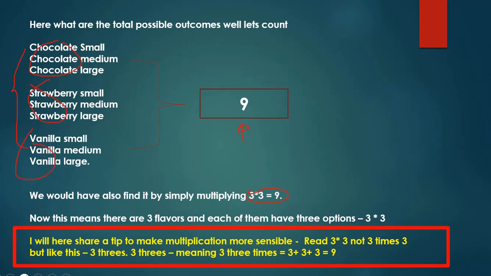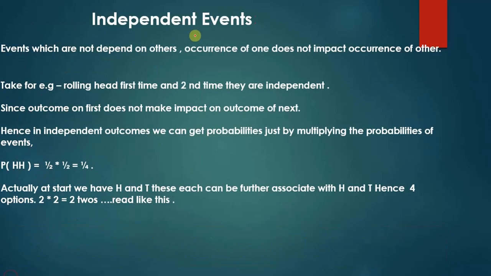Now let's understand independent events. We have understood the multiplication rule, so now let's proceed with independent events. Events which are not dependent on each other, where the occurrence of one does not impact the occurrence of the other, are called independent events. The probability of one event happening does not impact the next outcome.